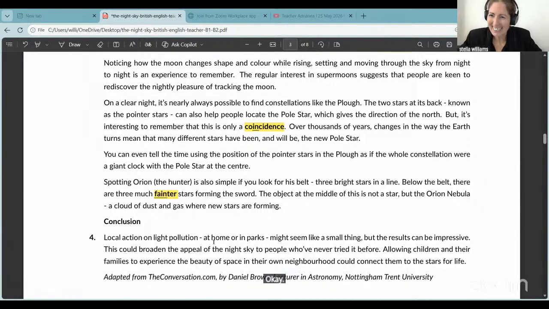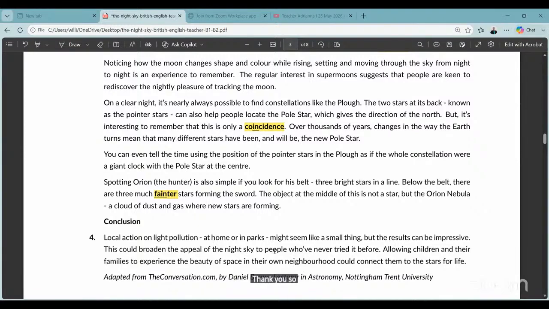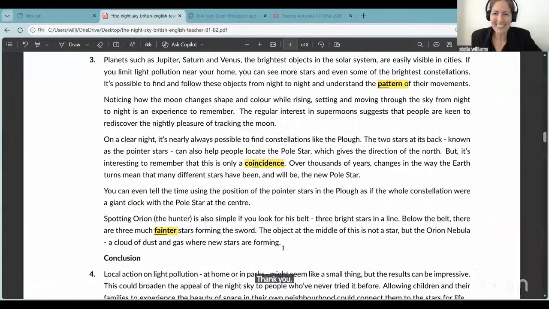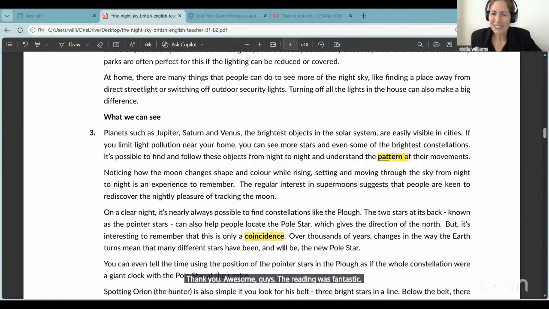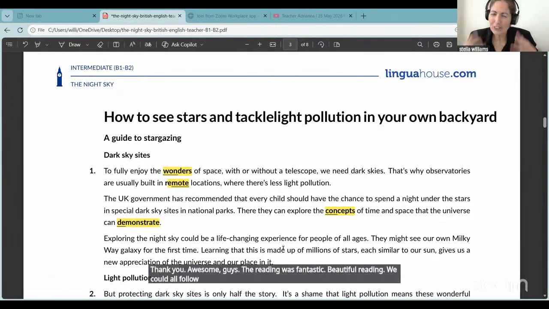Okay, awesome. Thanks, Mary. Thank you very much. Awesome, guys. The reading was fantastic. Beautiful reading. We could all follow so nicely together. Very nice reading. I'm very impressed with your reading, guys.